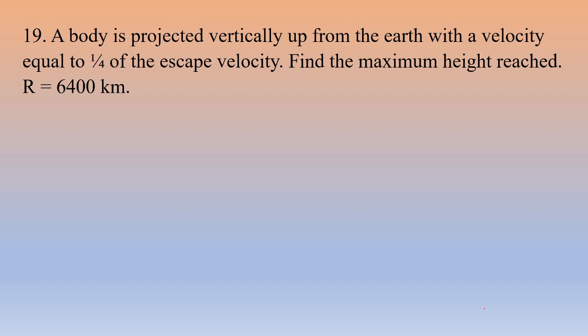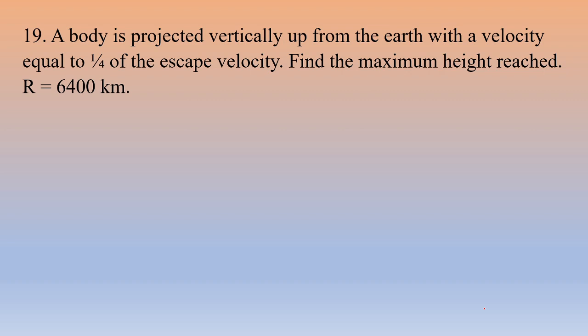Next, a body is projected vertically up from the earth with a velocity equal to 1/4 of the escape velocity. Find the maximum height reached. Here, the body is projected with a velocity comparable to the escape velocity, but not with the escape velocity. It is about 1/4 of the escape velocity. So we are asked to find the maximum height reached, and we are given the radius of the earth.